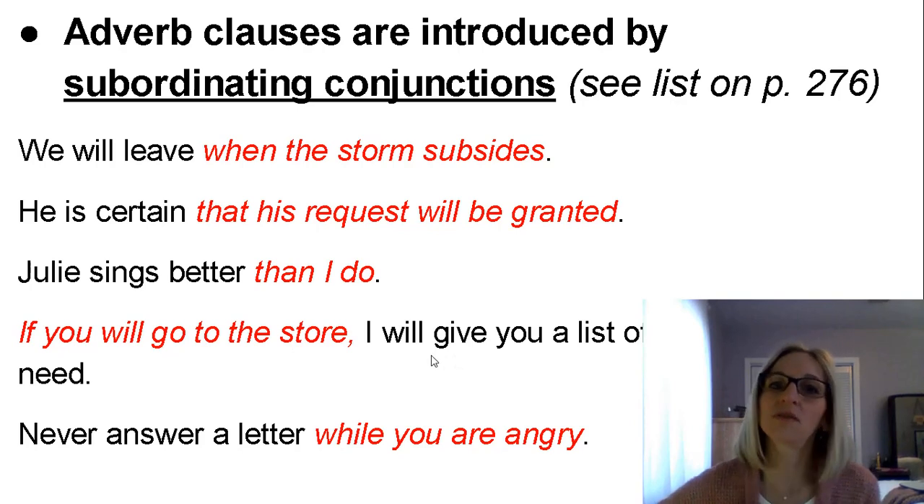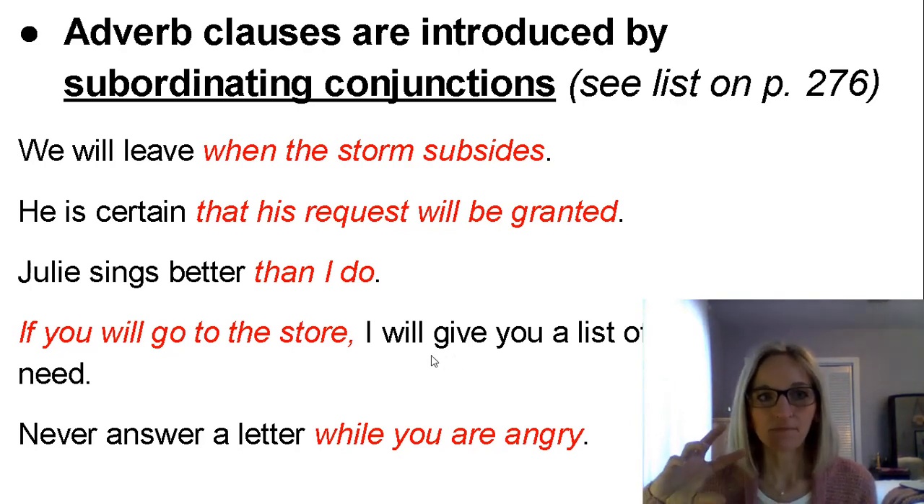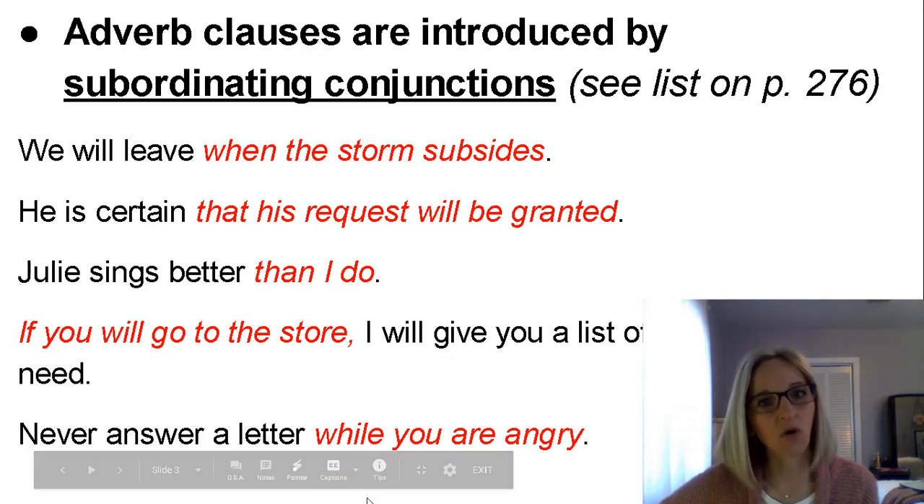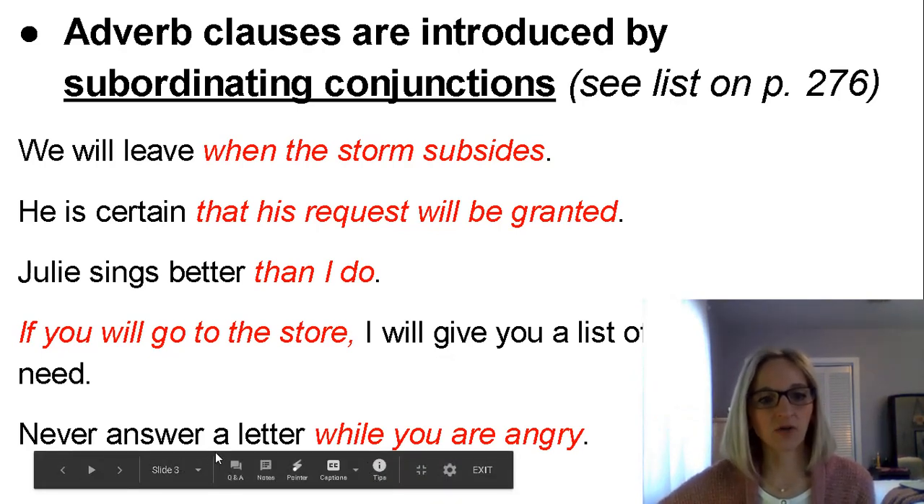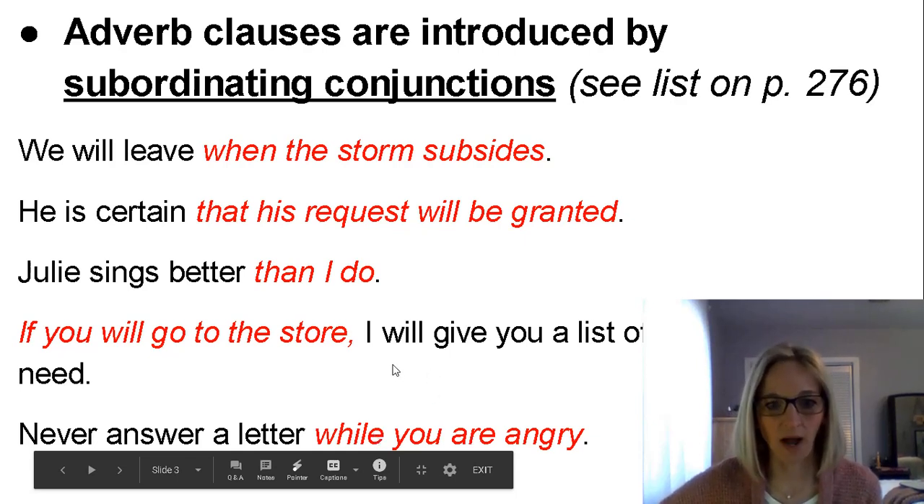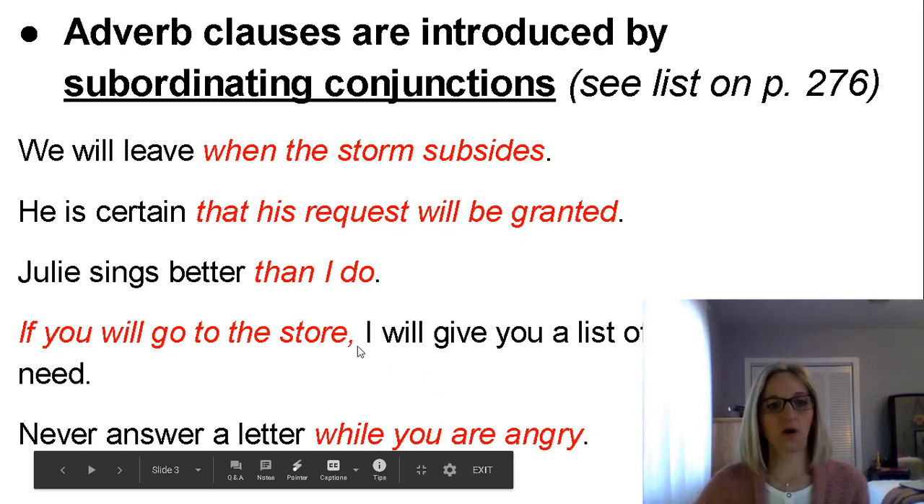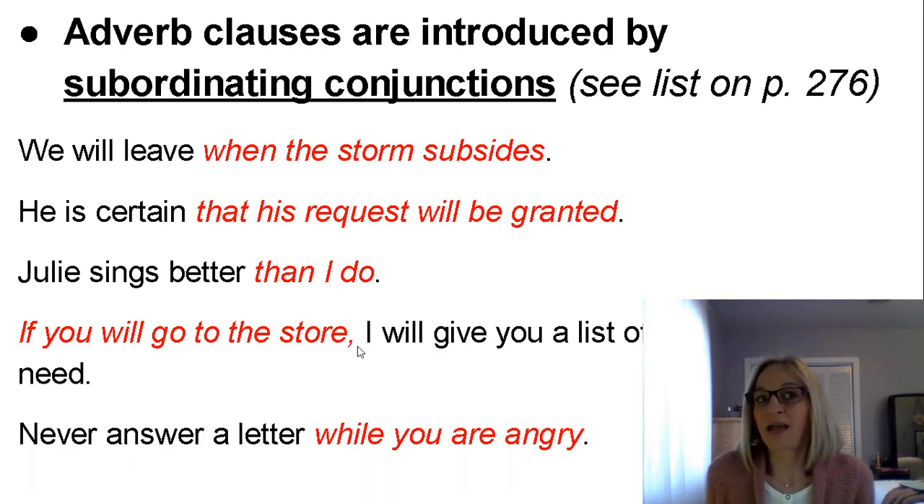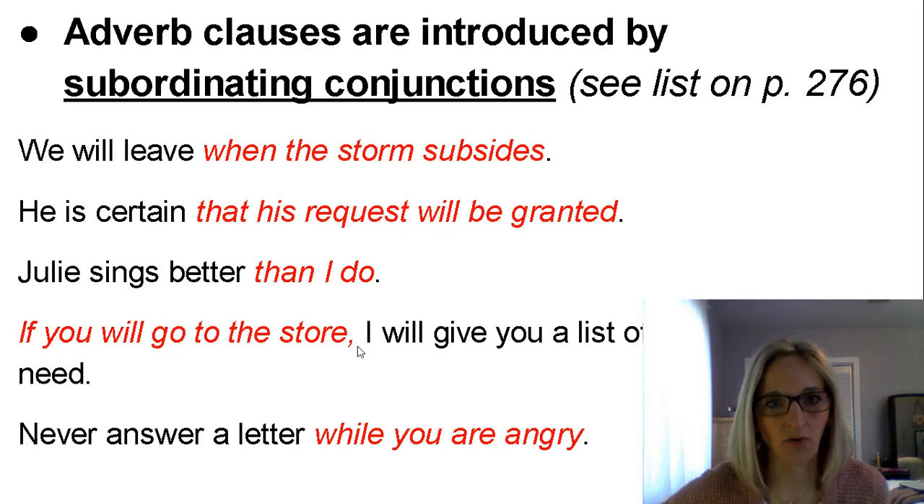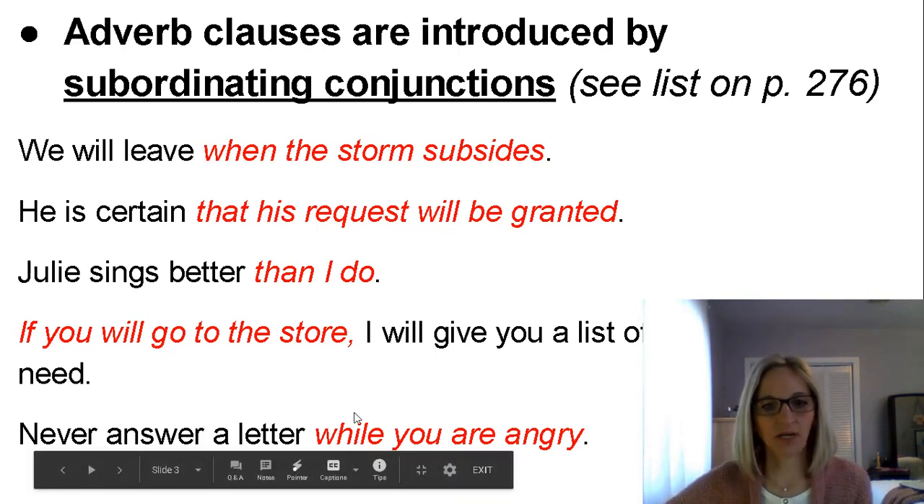But if you put the adverb clause at the end of the sentence, then you don't have to have a comma. Never answer a letter while you are angry. There's my subordinating conjunction, while, and this is describing answer. When should I not answer? While you are angry. So with the subordinating conjunction while, the adverb clause comes at the end of the sentence, so I do not have to have a comma for that.